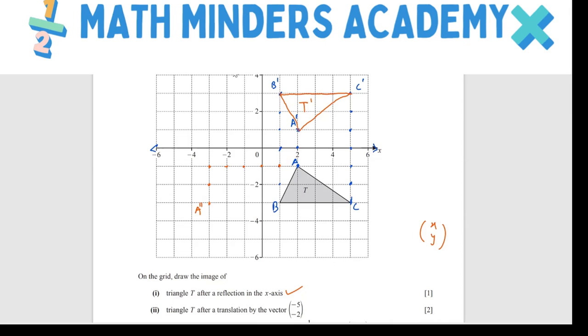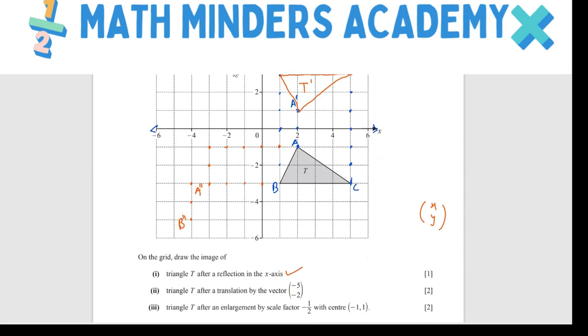Let's take B. We'll take 5 steps back, 2 steps down. So we take 1, 2, 3, 4, 5, then 1, 2. All right. So this is B double prime, which is the image of B after the translation. And then we take the next one, which is C. We take 5 steps back, which is 1, 2, 3, 4, 5, then 1, 2. So this is C double prime.